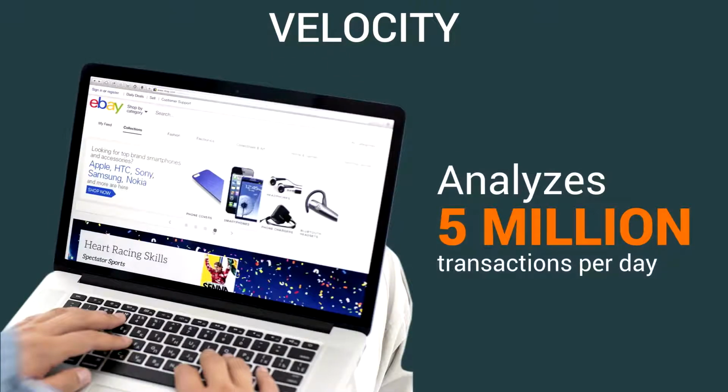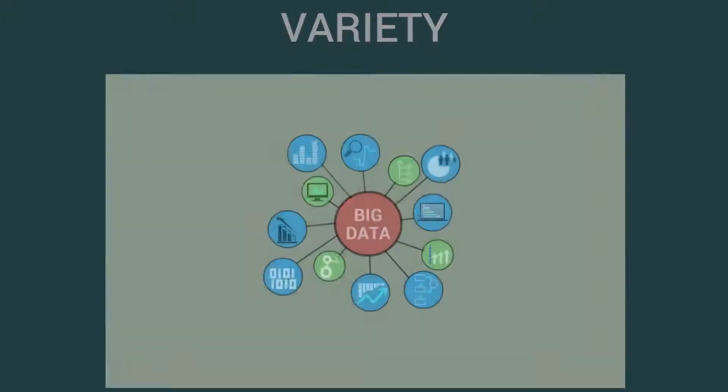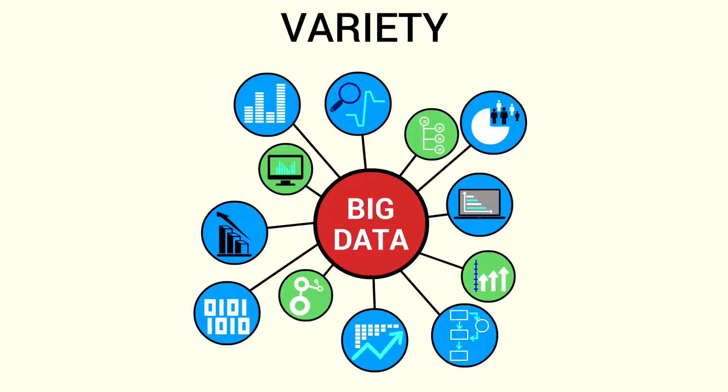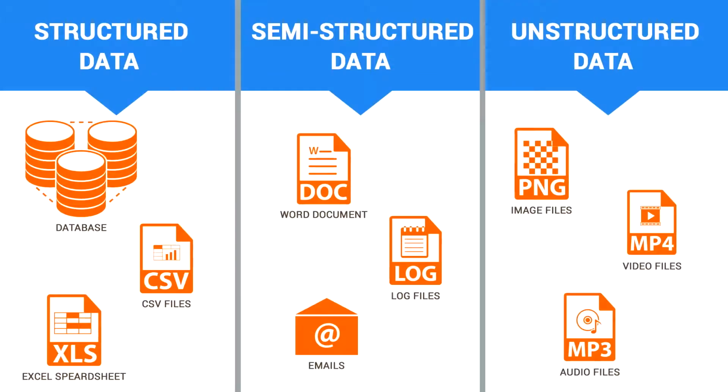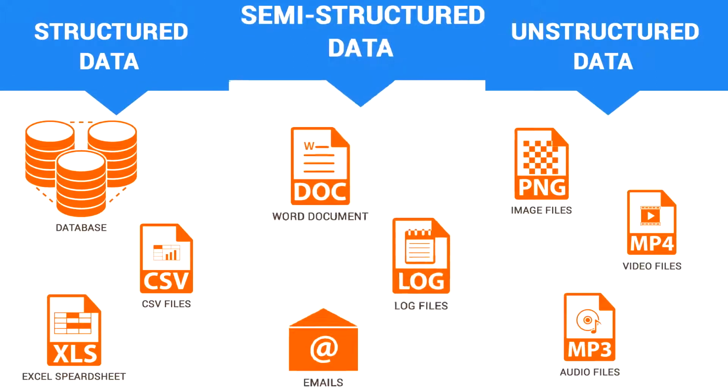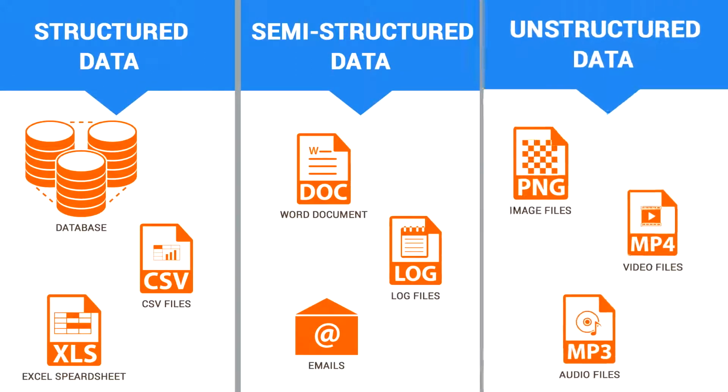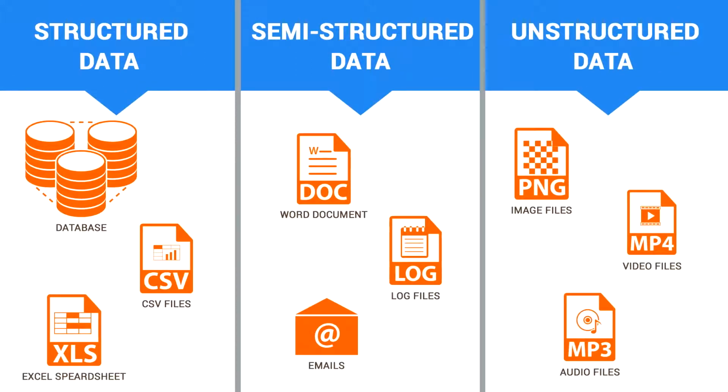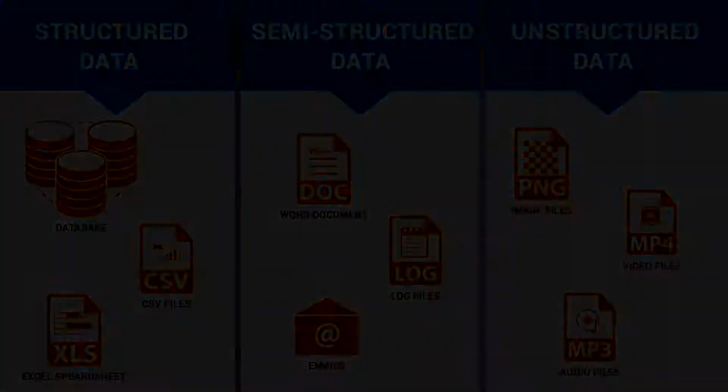eBay, for example, analyzes 5 million transactions per day in real time to address frauds arising from the usage of PayPal. Variety indicates the different types of data being generated. The differences could be because of the sources from which this data is captured or because of the form it's available in. Data may be available in structured, semi-structured, or unstructured form. You will learn more about variety of data in the next segment.